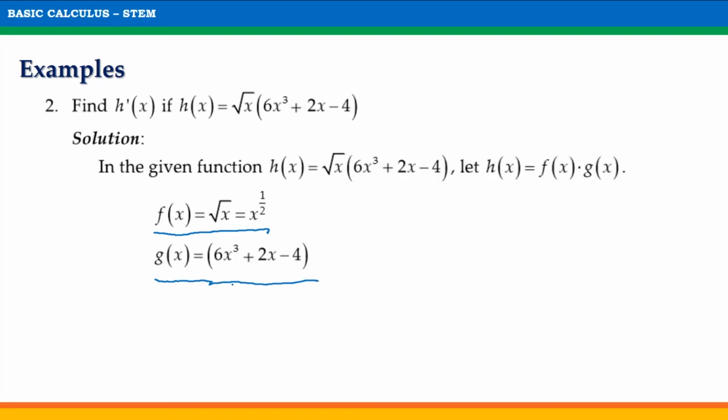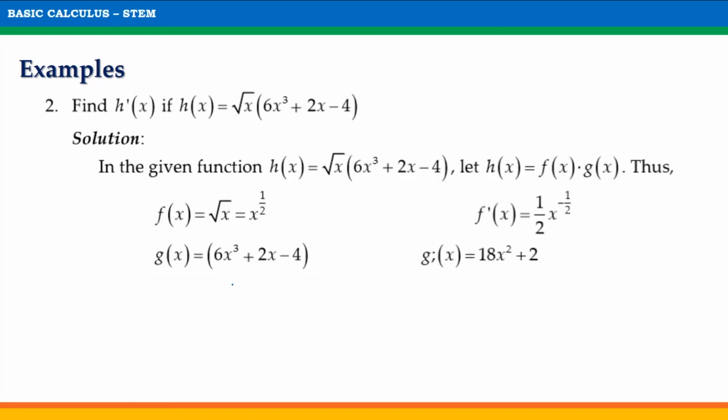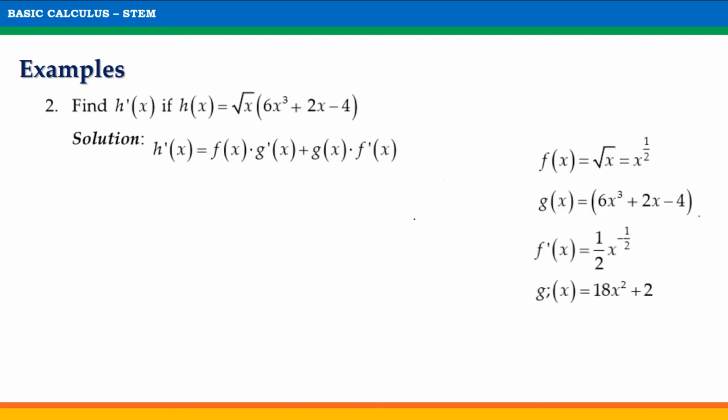Determine the derivative of f of x and g of x. We will have f prime of x is equal to 1/2 x raised to negative 1/2 and g prime of x is equal to 18x squared plus 2. Now, substitute f of x, g of x, f prime of x, and g prime of x to the formula. We will get x raised to 1/2 times 18x squared plus 2 plus 6x cubed plus 2x minus 4 times 1/2 x raised to negative 1/2.